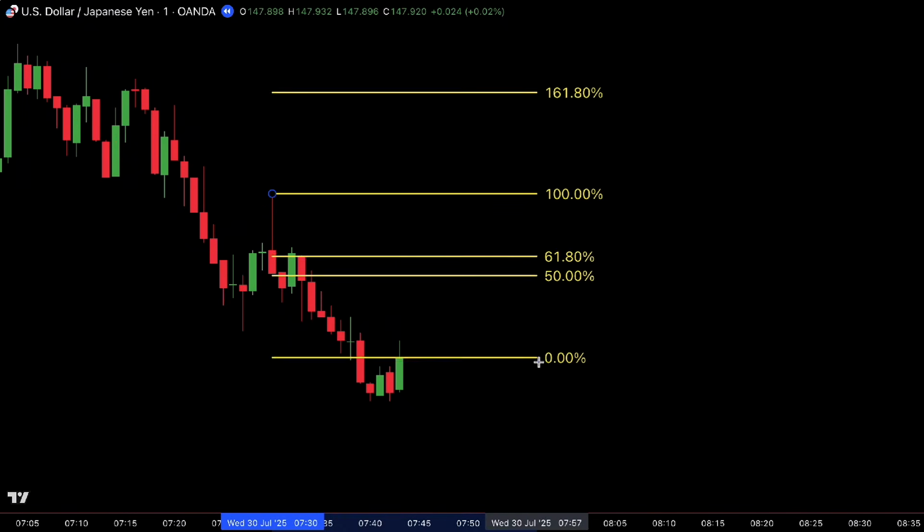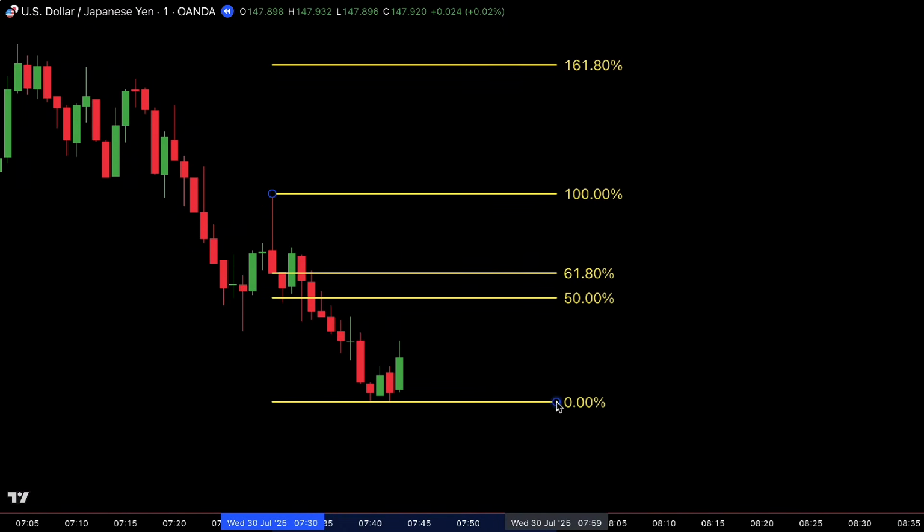Now take your Fibonacci tool and measure from the swing high down to the swing low of the impulsive move. Your chart now shows two key levels, 50% retracement and 61.8% retracement. These are the only levels we care about, but we're not selling them blindly. We're waiting for the liquidity sweep.